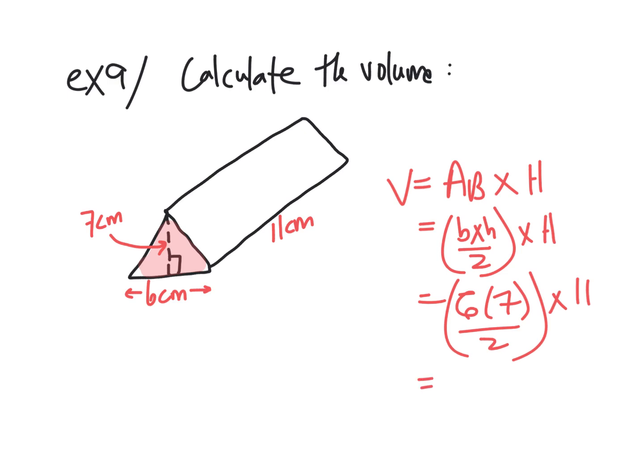So we're going to end up having 21 times 11. 21 times 11 is 231 cubic centimeters. So the volume of that figure is 231 cubic centimeters.